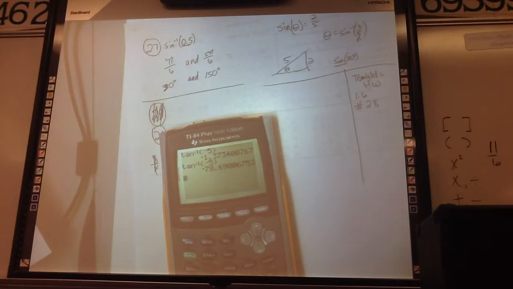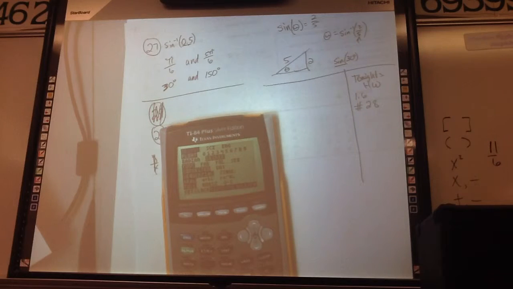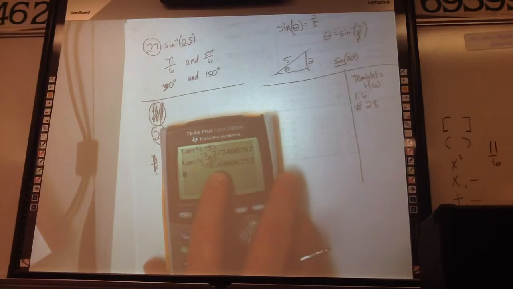How do you switch it to degrees? You have to push mode, and then select which one there. So then you would just go from radians to degrees by multiplying by 180 over pi. If you multiply that by 180 over pi, you're going to get that.